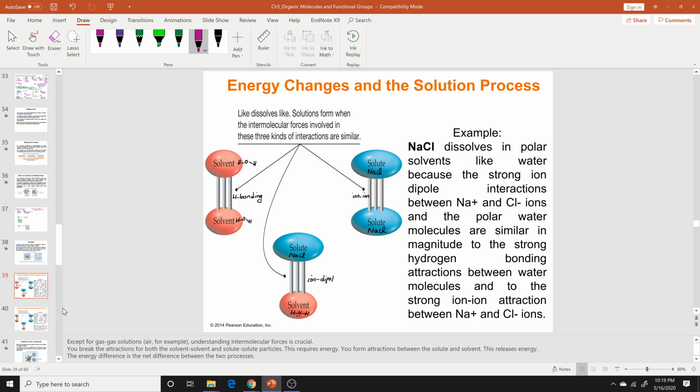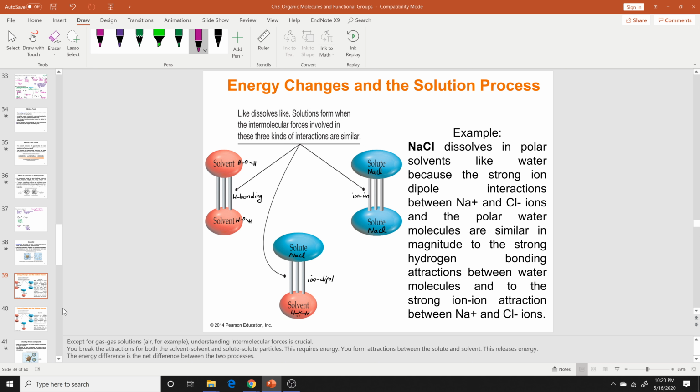The magnitude of the energy of interaction between hydrogen bonding is the same as the ion-ion interaction. And then if you look at the sodium chloride with respect to the water, when sodium chloride dissolves in water, the sodium chloride forms an ion-dipole interaction. That ion-dipole interaction also has a magnitude which is similar in energy to the ion-ion and the hydrogen bonding. So always, like dissolves like.